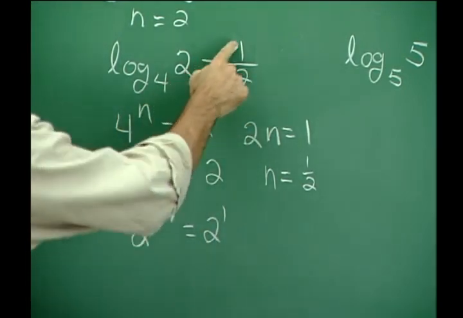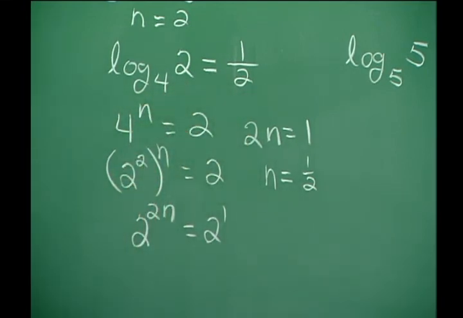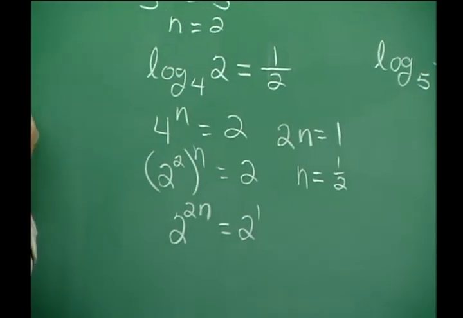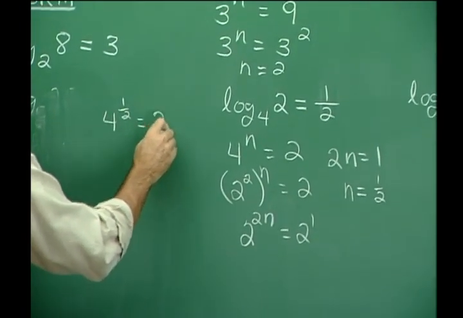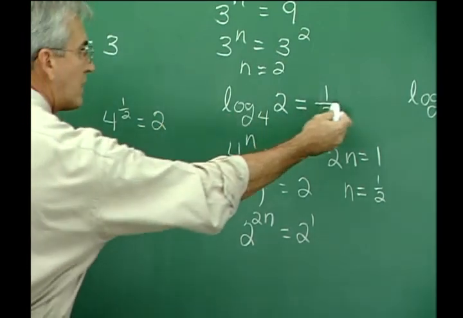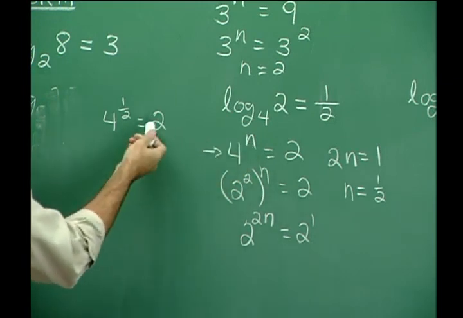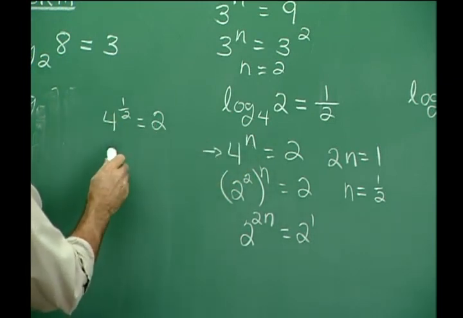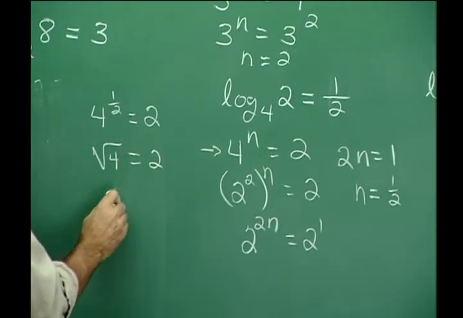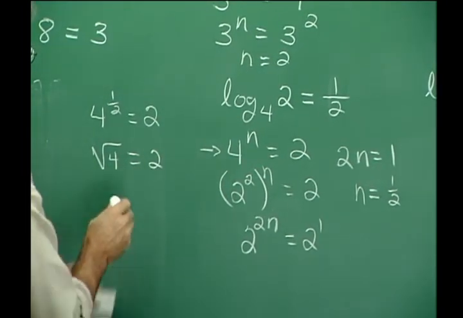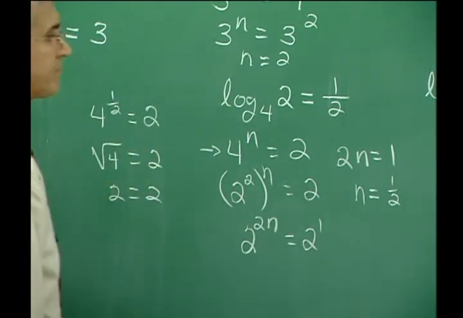Is it true that 4 to the 1/2 power is equal to 2? That's what this says. And we found n to be 1/2. Is this true? Well, the 1/2 exponent is an implied radical, so this is the square root of 4 equals 2, and the square root of 4 is 2. And so we do have truth, and therefore this is correct.